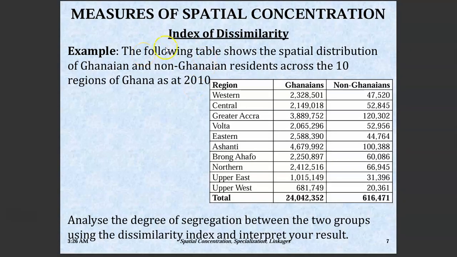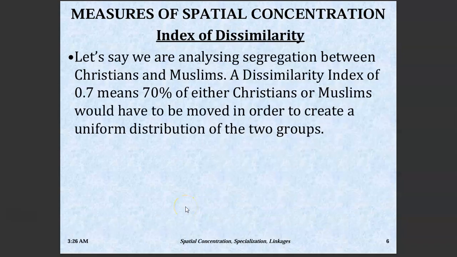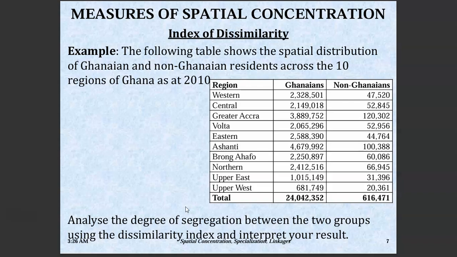So the following table shows the spatial distribution of Ghanaian and non-Ghanaian residents across the 10 regions in Ghana as at 2010. So here our two mutually exclusive groups will be Ghanaians and non-Ghanaians. We are trying to check if there is evenness between these two groups across the whole of Ghana. We are supposed to analyze the degree of segregation between the two groups using the dissimilarity index, and we should interpret the results we get. So put this table in mind.